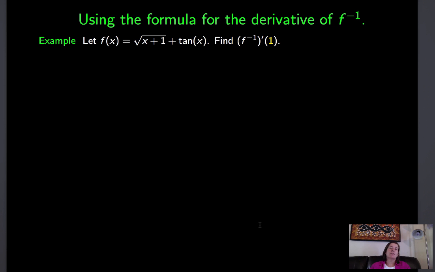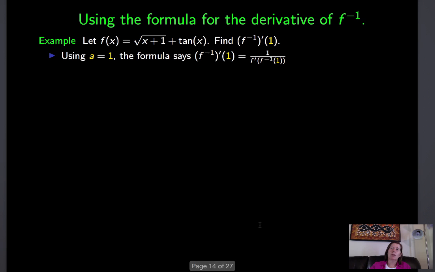Let f of x equal the square root of x plus 1 plus tangent of x, and suppose I want to find f inverse prime of 1. Well, the first step in solving this problem is to write down our equation. f inverse prime of 1 is 1 over f prime of f inverse of 1.